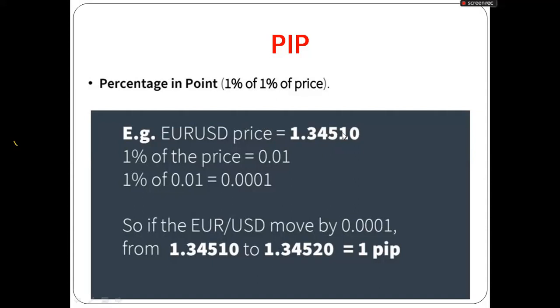So if it moves up or down, it increases or it reduces lower, it means that the pip value has changed. So if this one here now, 3451, moves to 3452, that means it has moved by 1 pip. If it goes to 3450, it means that it's reduced by 1 pip. If it goes lower, it will reduce the pip. If it goes higher, it will increase the pip.